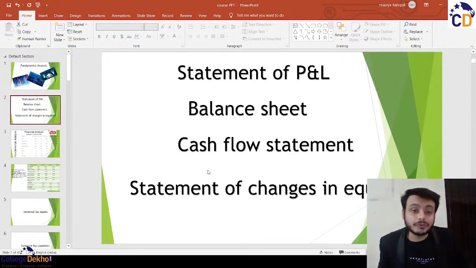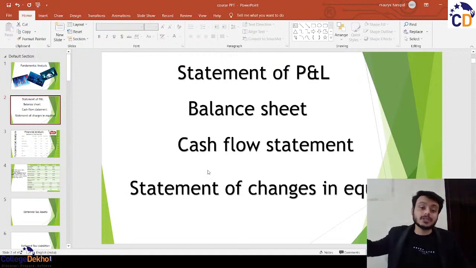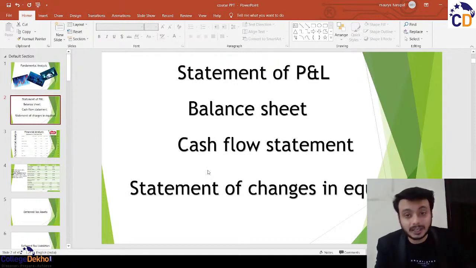But what is the proof that I have actually received the 200? Right? It might happen that the customer has told me that he will pay me 200 rupees after 1 month, after 15 days, or after some period of time.